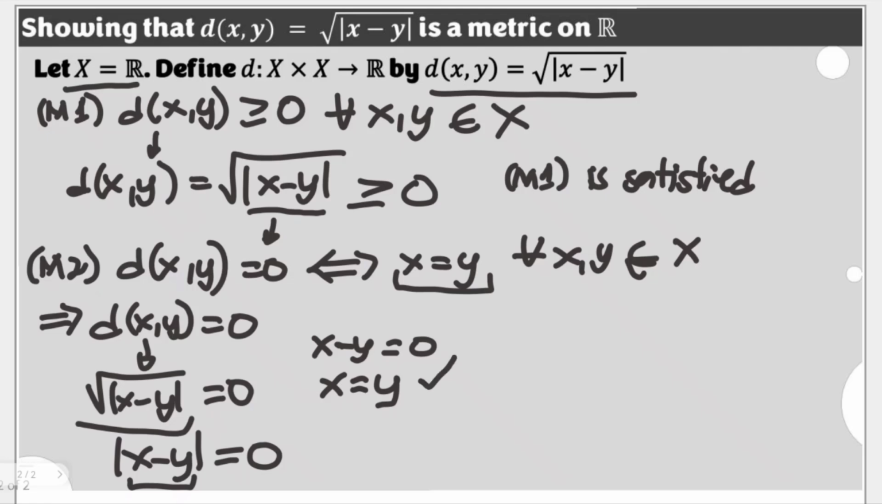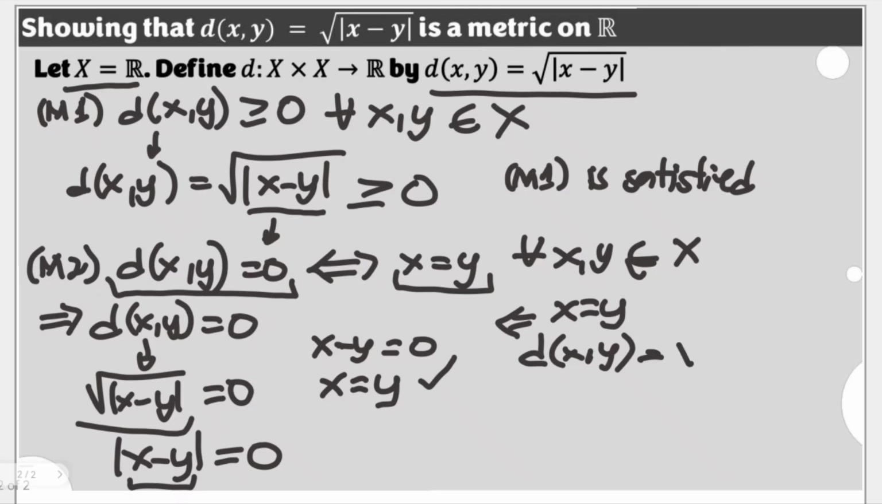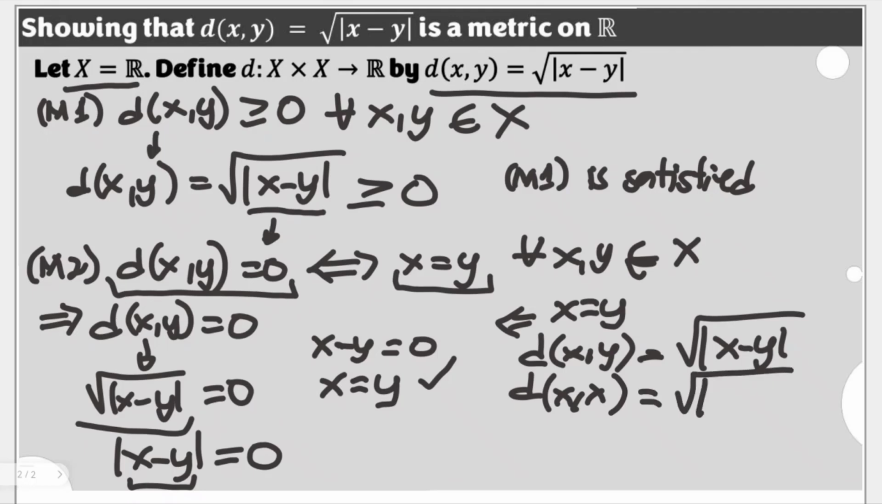Now, for the other movement, the backward movement, we're going to assume that x is equal to y, and we need to show that the distance using the given definition is equal to 0. So if they are equal, our distance of x and y is defined as the square root of the absolute value of their difference. And since x is equal to y, we can substitute x to y or y to x depending on your decision. Let me choose here x and x because x is equal to y. This would mean that we have the square root of the absolute value of the difference of x and x.